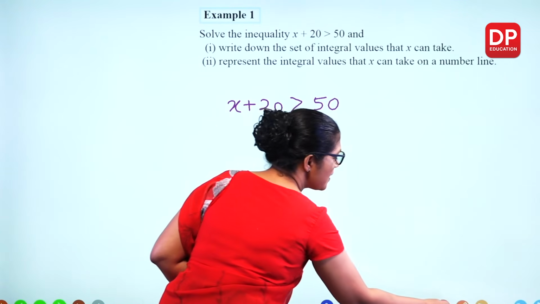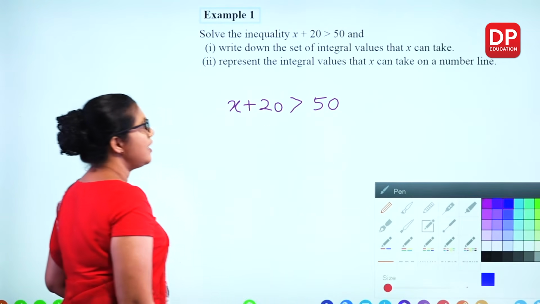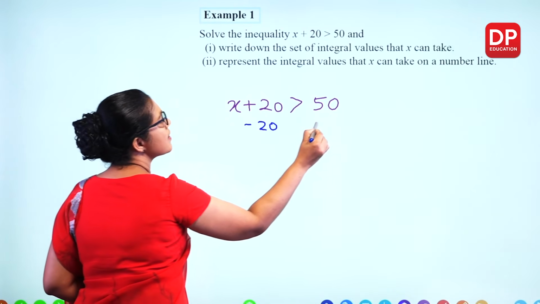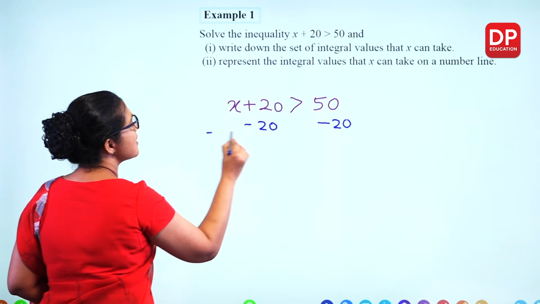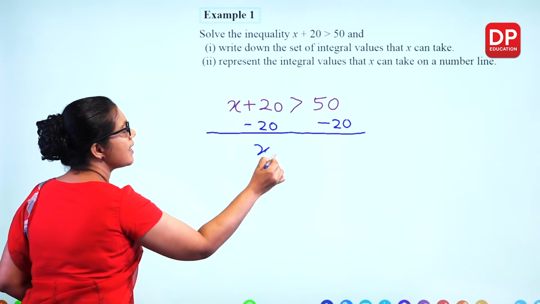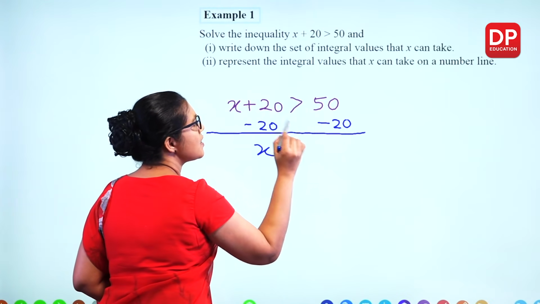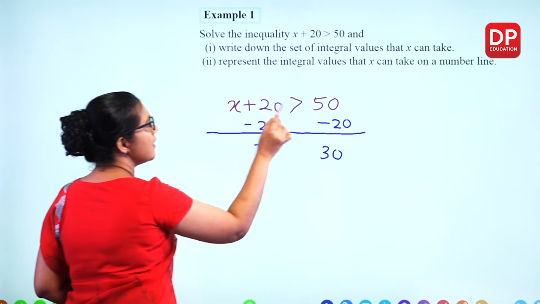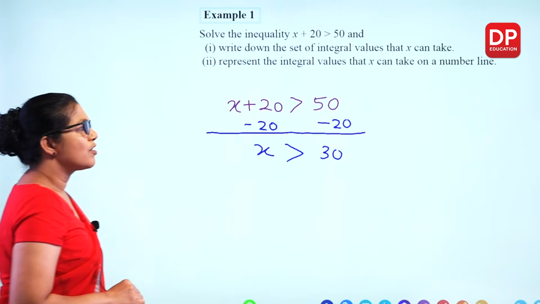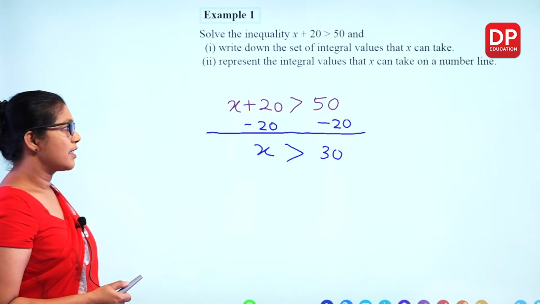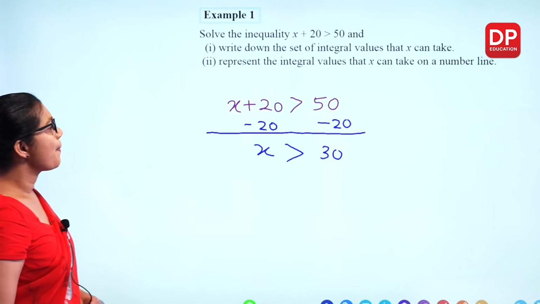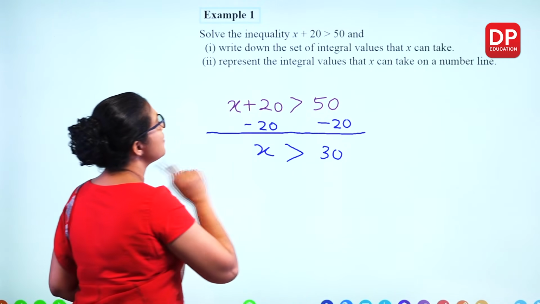How can I solve this? I need to get rid of this number 20. So I can subtract 20 from both sides. Then what happens? 20 gets cancelled out. I get x here. 50 minus 20, I get 30. So here greater than also is not changing because we just subtracted 20 from both sides. So here x greater than 30.